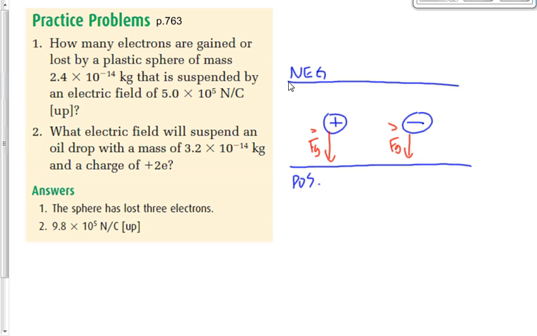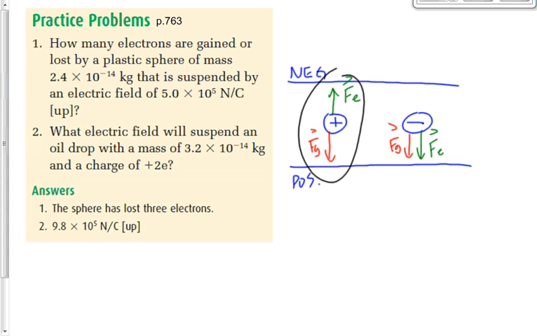There was also an electric force acting yesterday on both of them. Yesterday, the electric force on the negative was upwards. This time, the electric force on the positive is upwards, and the electric force on the negative is downwards, all because we switched the orientation of the plates. This is the one I want to focus on right now, and a very specific case of this.